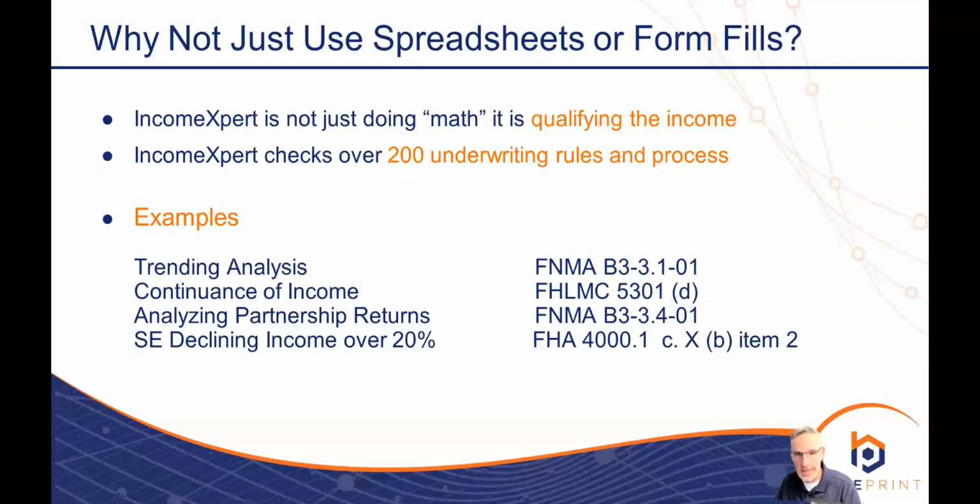Things like the trending analysis, continuance of income, partnership return information. What about when income is declining or gaining? And like today, what if the REO has a special circumstance? So we need to know these things, and spreadsheets and form fills just can't keep up. We need software more advanced.